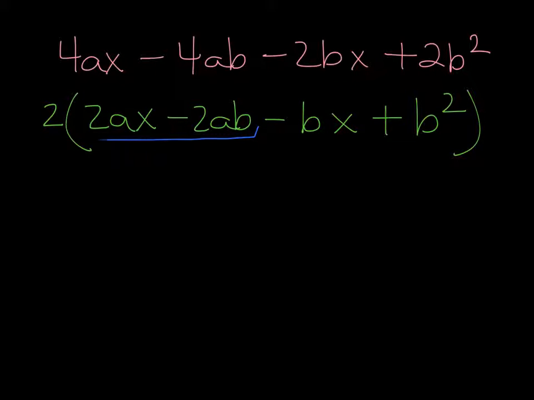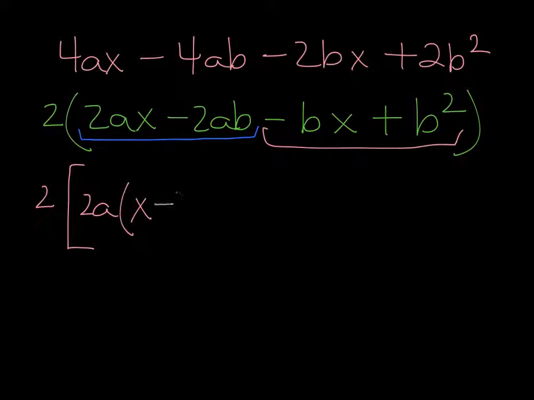Now we're going to look at the four terms on the inside, and we're going to ask ourselves, can we do any factoring out? I'm going to keep carrying down my 2. 2ax minus 2ab, what do they have in common? They have a 2a. So I'm going to factor out a 2a, and I get x minus b left.